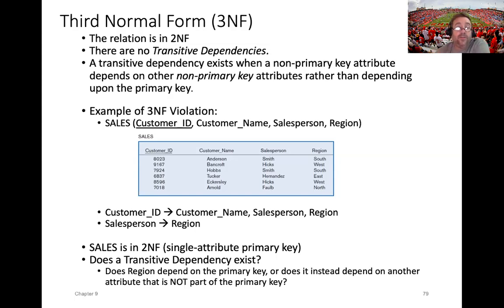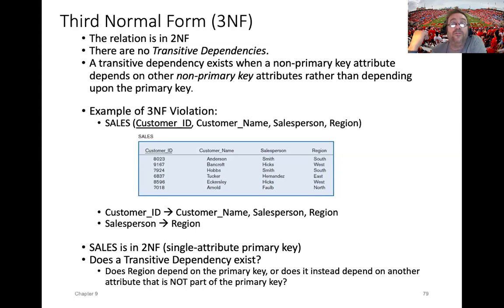What are our functional dependencies? Well, we can see that customer ID, our determinant and our primary key, functionally determines customer name, salesperson, and region. All good, no problems with that. We can also see that salesperson functionally determines region. Is salesperson a primary key? Salesperson is not a primary key, and here it is as a determinant. This is a transitive dependency.